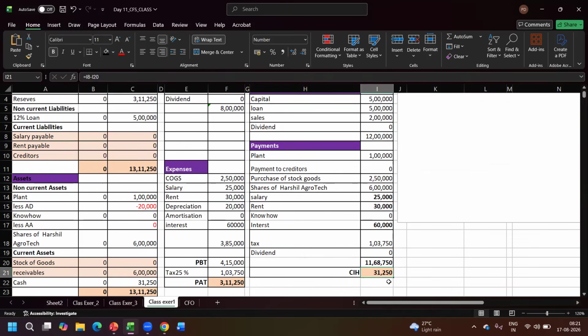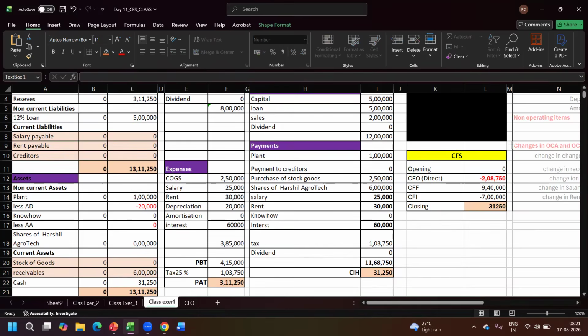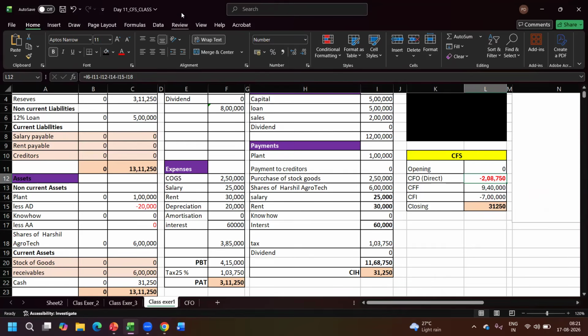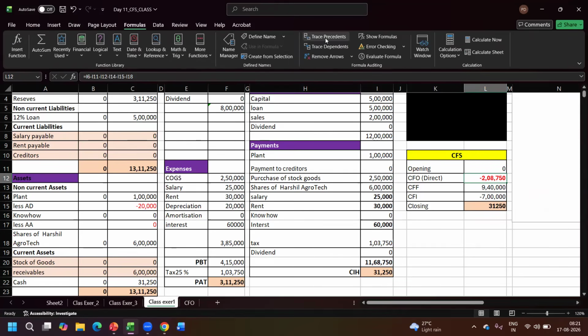But let us understand this cash in hand more clearly by using Ind AS 7. Ind AS 7 says the cash flows should be classified on the basis of operations, on the basis of financing, and on the basis of investment.